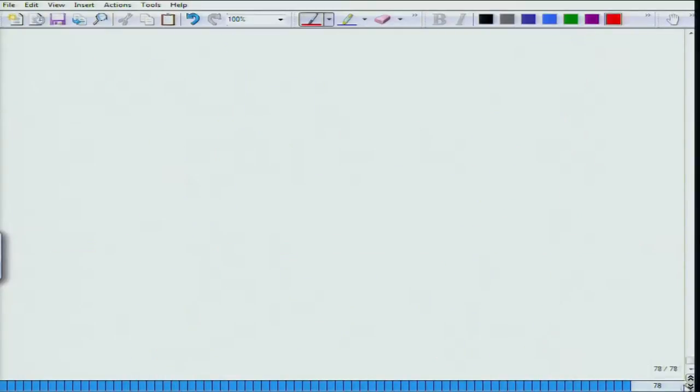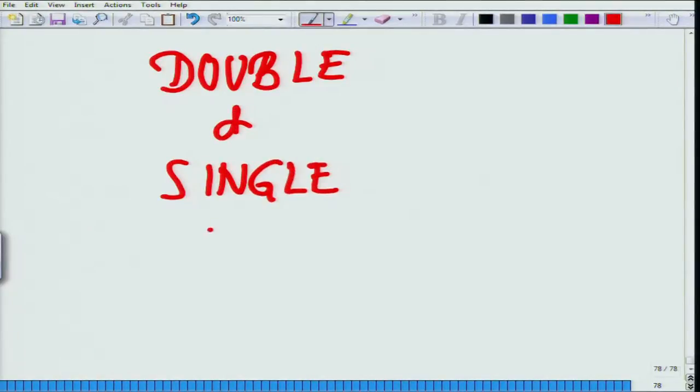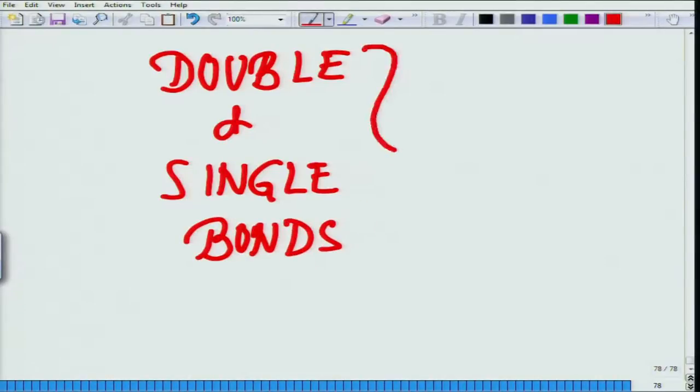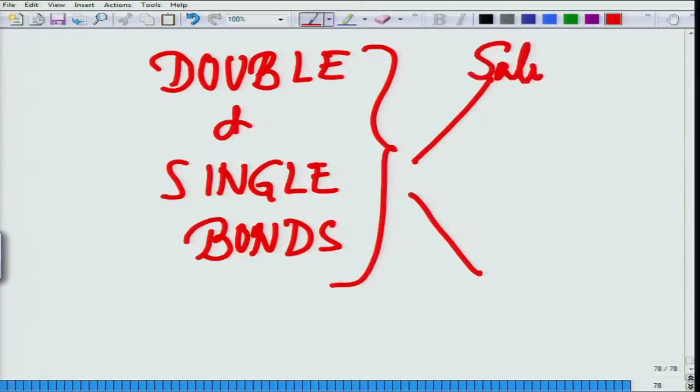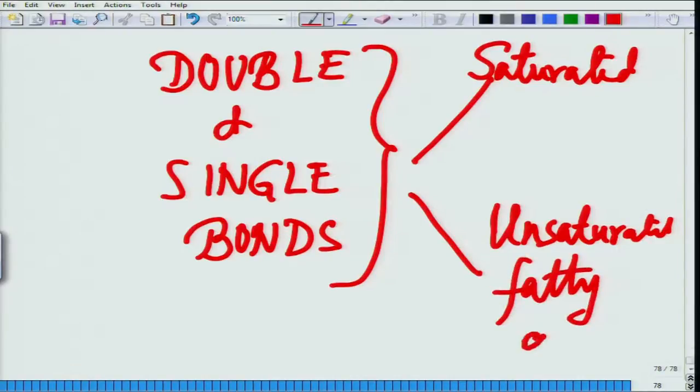Based on that, there is another series of classification which is called, let me move to the next page. Based on the double and single bonds of the chain, you have saturated and unsaturated fatty acids.